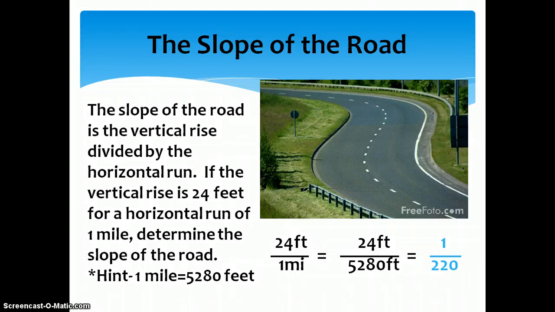Now there's a trick to this problem, and it is going to be that they give you 2 different measurements instead of 1, feet and miles. You need to translate the miles into feet in order for the problem to work. 1 mile is going to equal 5,280 feet, so now you can just plug that number into the equation and come up with the correct answer. 24 feet divided by 5,280 feet reduces to 1 divided by 220. That means that for every 220 feet you go forward on the road, which is the run, you are also moving up 1 foot, which is the rise.